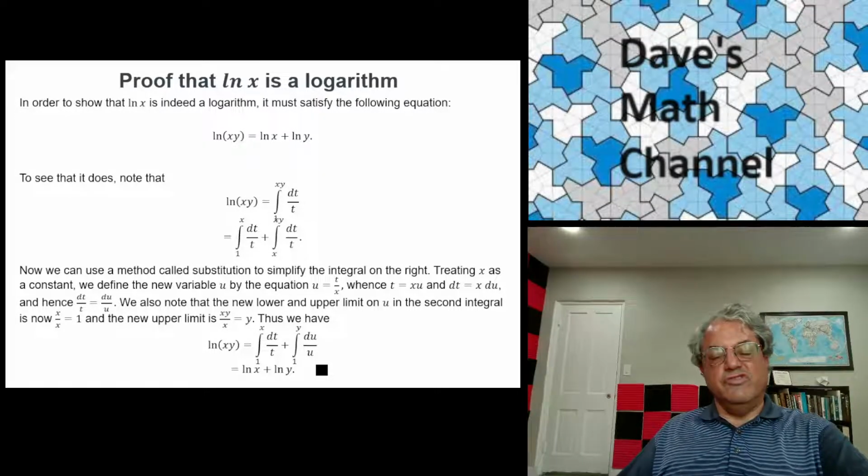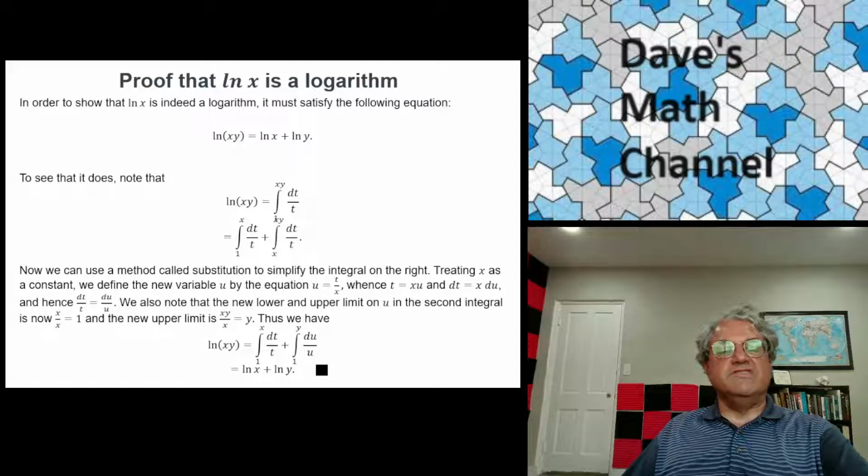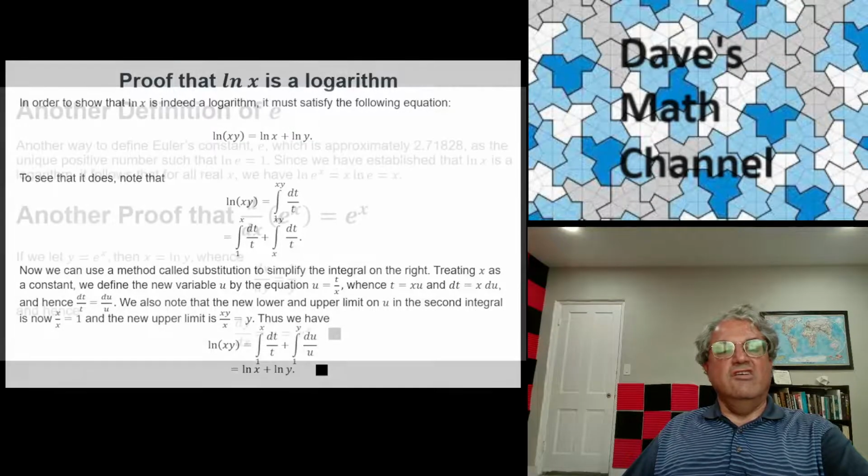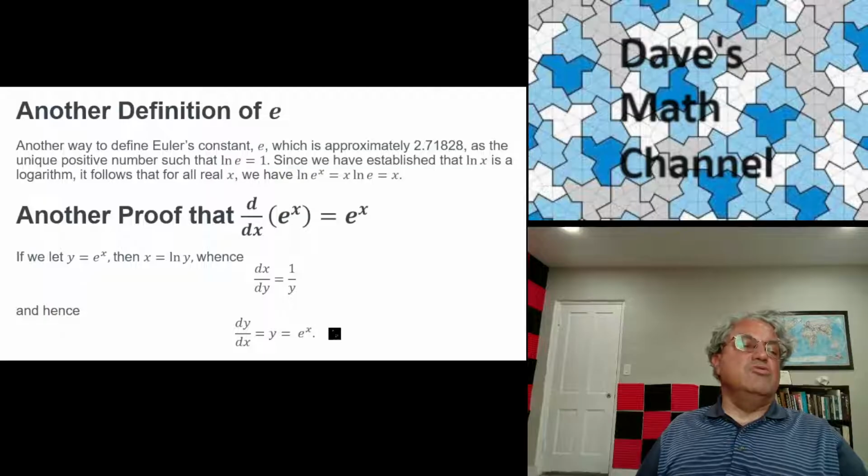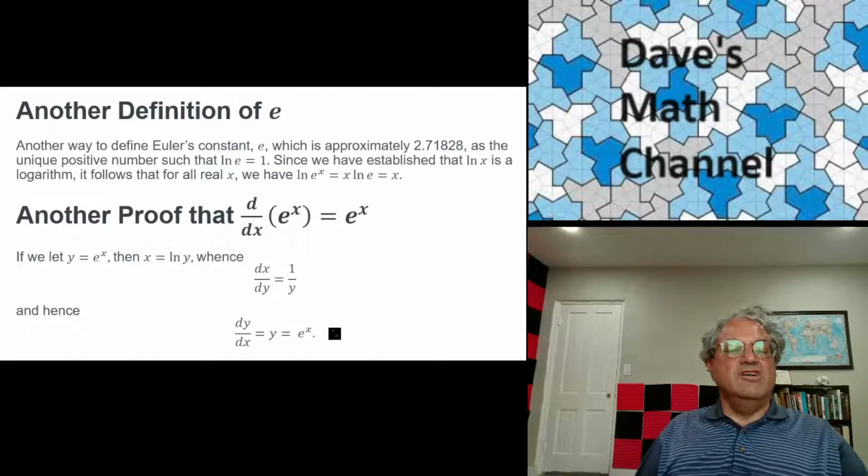So we're done. We've proven that it is indeed a logarithm. That's nice. And since it's a logarithm, we still like to know what base it is. I mean, there is a number called e that's also Euler's constant, which turns out to be the base of natural logarithms. As a matter of fact, it used to be called the base of natural logarithms.